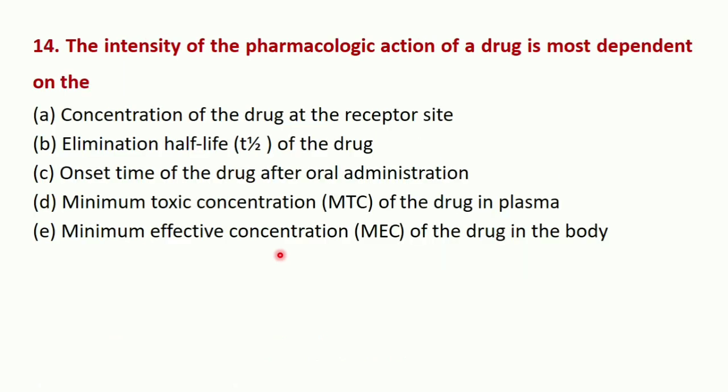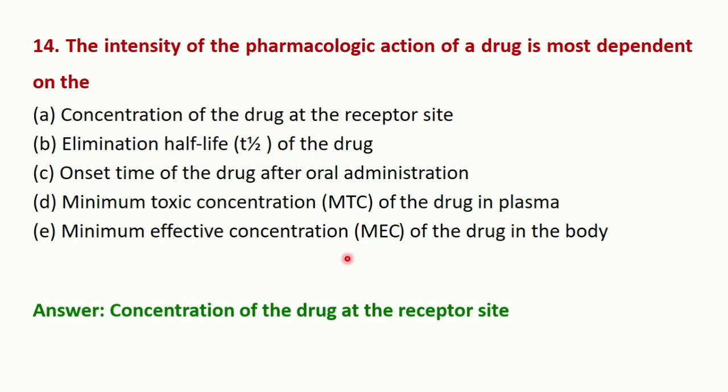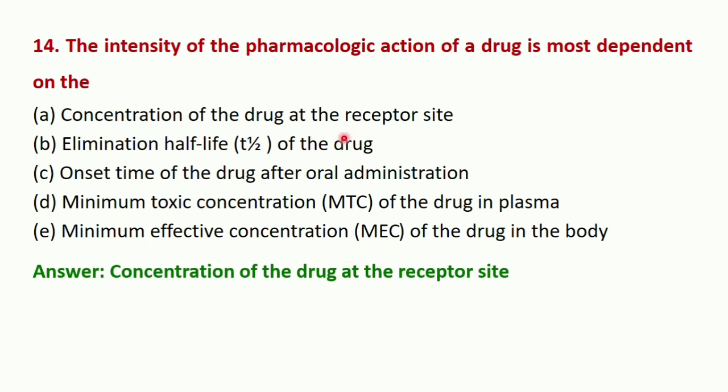And next the question: the intensity of the pharmacologic action of a drug depends most on which factor? The given options are concentration of the drug at the receptor site, elimination half-life of the drug, onset time of the drug after oral administration, minimum toxic concentration of the drug in plasma, and minimum effective concentration of the drug in the body. Among these, the answer is the concentration of the drug at the receptor site.